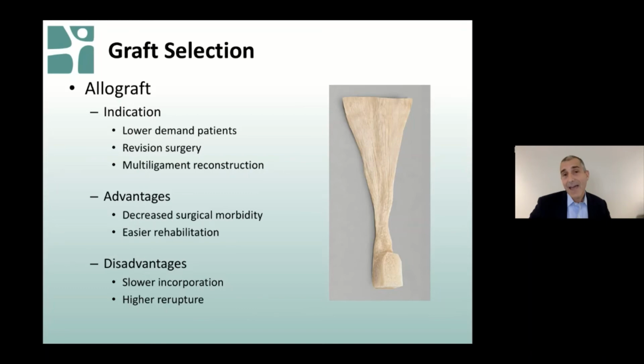One option is cadaver graft, what we call allograft. And this is appealing because you're not taking it from your own knee, and therefore the graft site morbidity is basically zero. However, the disadvantages of allograft are that it has a slower incorporation, and in the literature, it has been demonstrated to have a higher re-tear rate. So we try to avoid cadaver grafts in our young athletic population. We tend to reserve these grafts for our lower demand patients, patients undergoing revision surgery where they might have already had their own tissue used, or in surgery where we need multiple grafts in the case of a multi-ligament knee injury, for example.